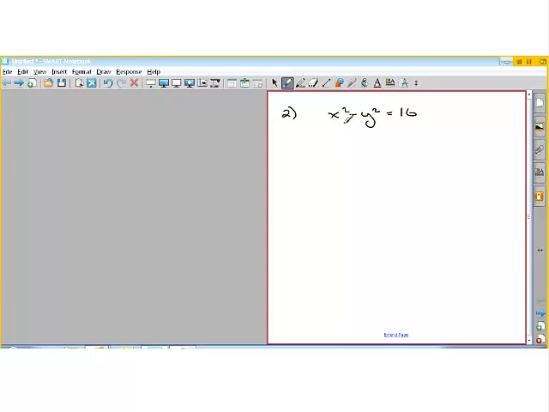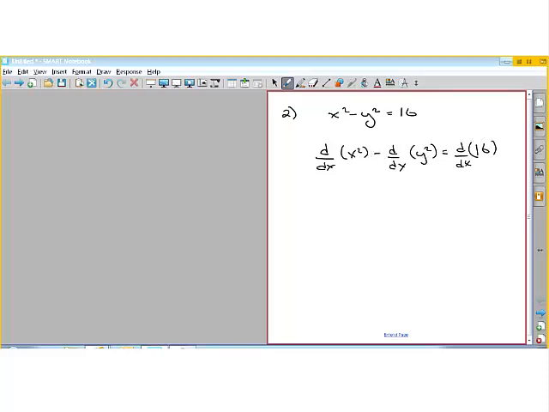Notice it doesn't say find the derivative of the function, it just says find the derivative, or find dy dx, which is still the slope of the tangent line. Okay, so what do we do? Basically what we're doing is d dx of x squared minus d dx of y squared is equal to d dx of 16. So we just take the derivative of each term with respect to x.